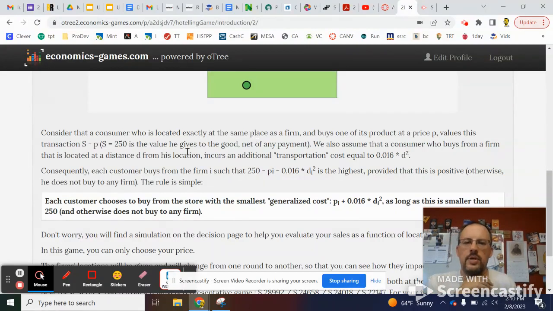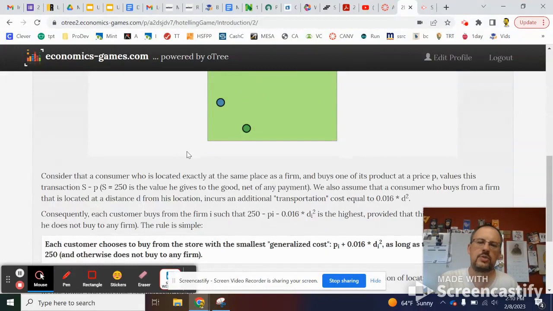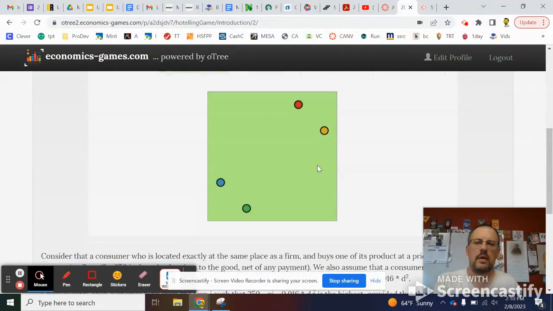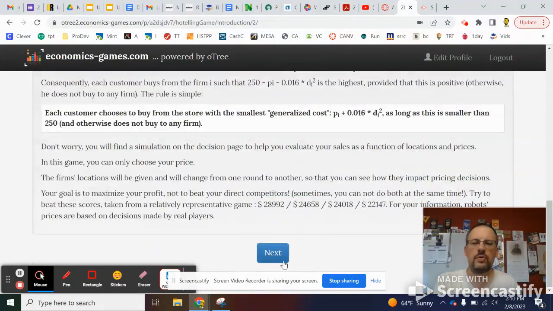They want to buy from someone close, but they also want to save money. So if you're close to green, and green has a lower price than you, then you're going to lose sales to green. Red and orange are on the other side of the square, so you'll probably have a better chance of getting sales from people on this side as opposed to the other.